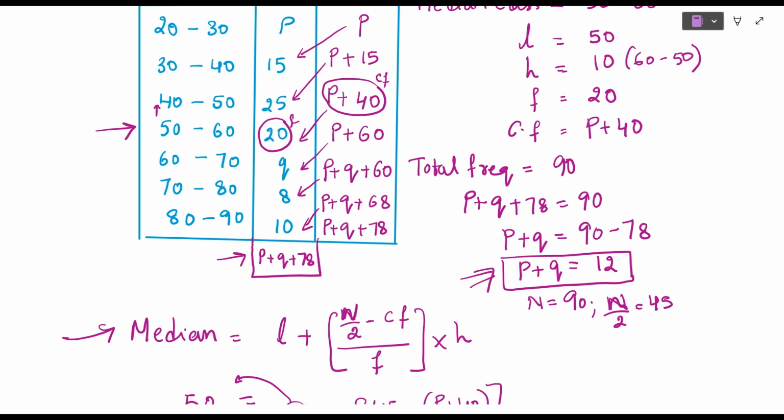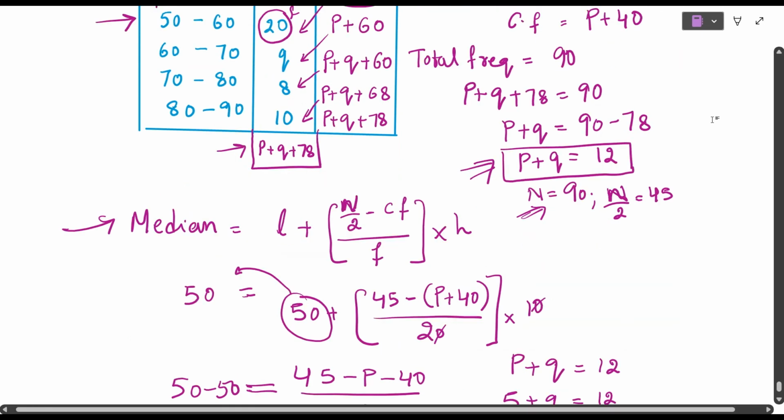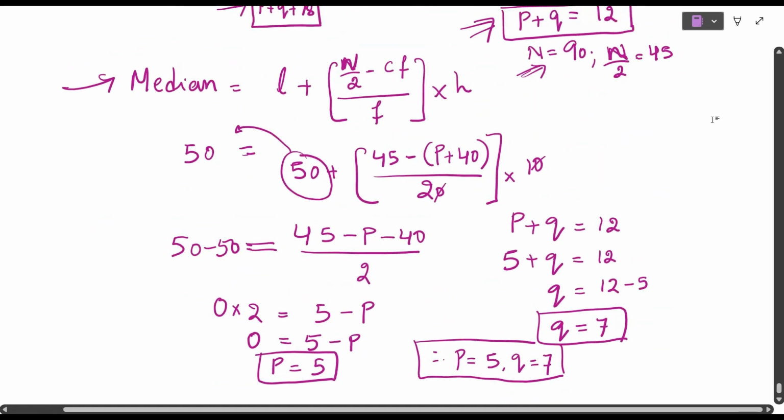Next, what is L? So apply all the values. 50 plus N is nothing but 90, they have given. N by 2 is 45. So 45 minus (P plus 40) by 20 into H. Now solve this. You will get the values of P and Q. Okay, students, how much did you get? P as 5 and Q as 7.